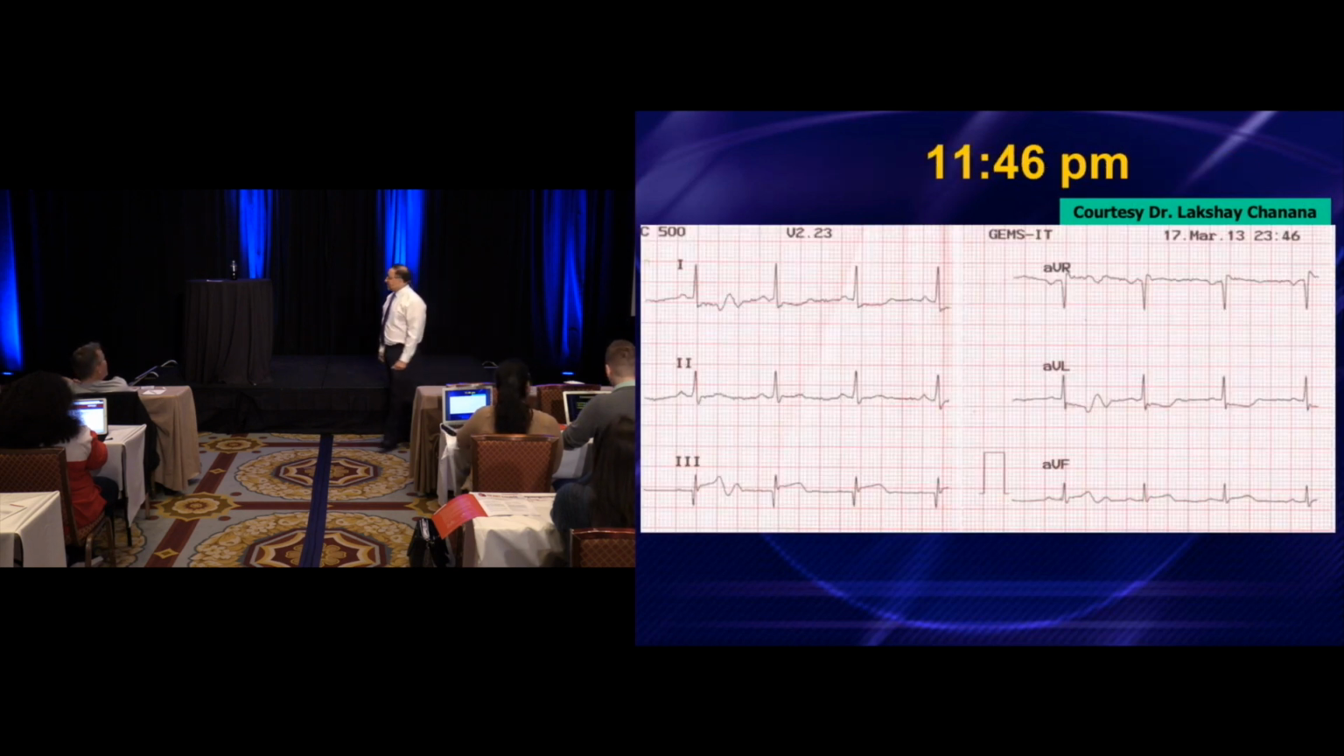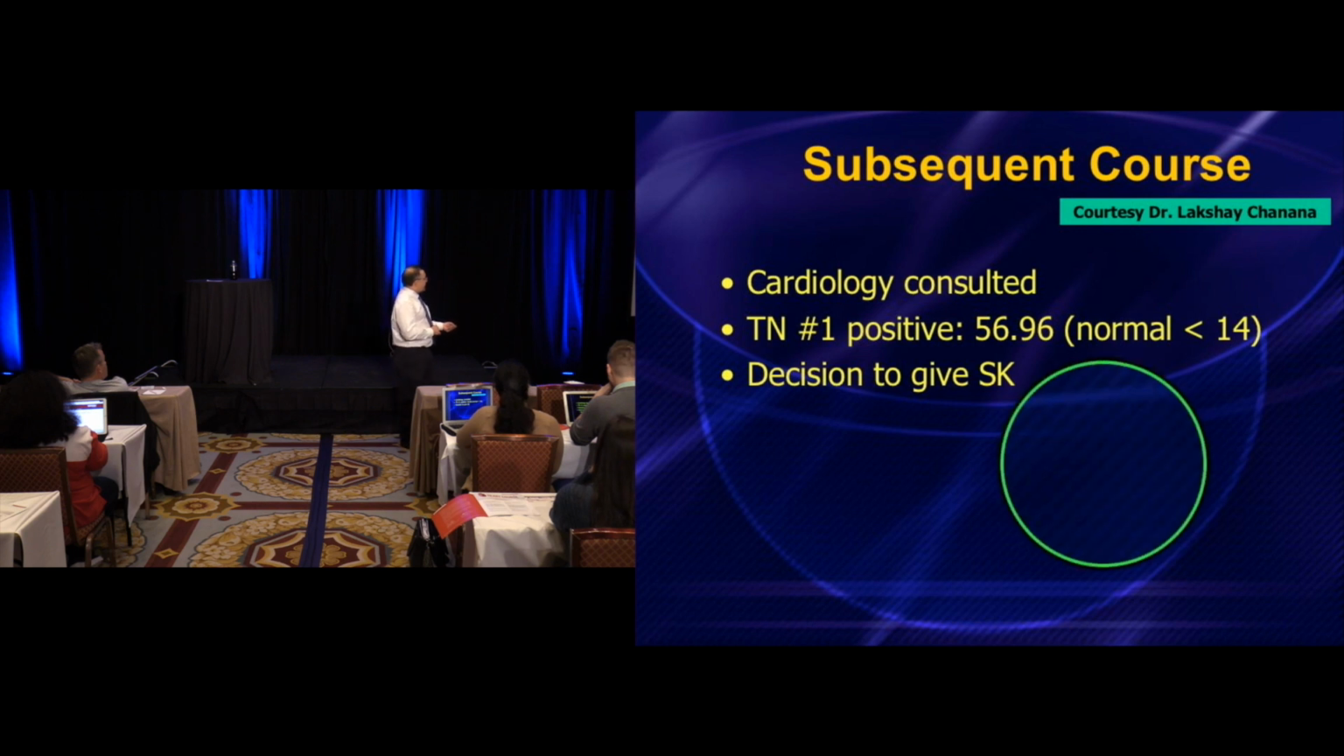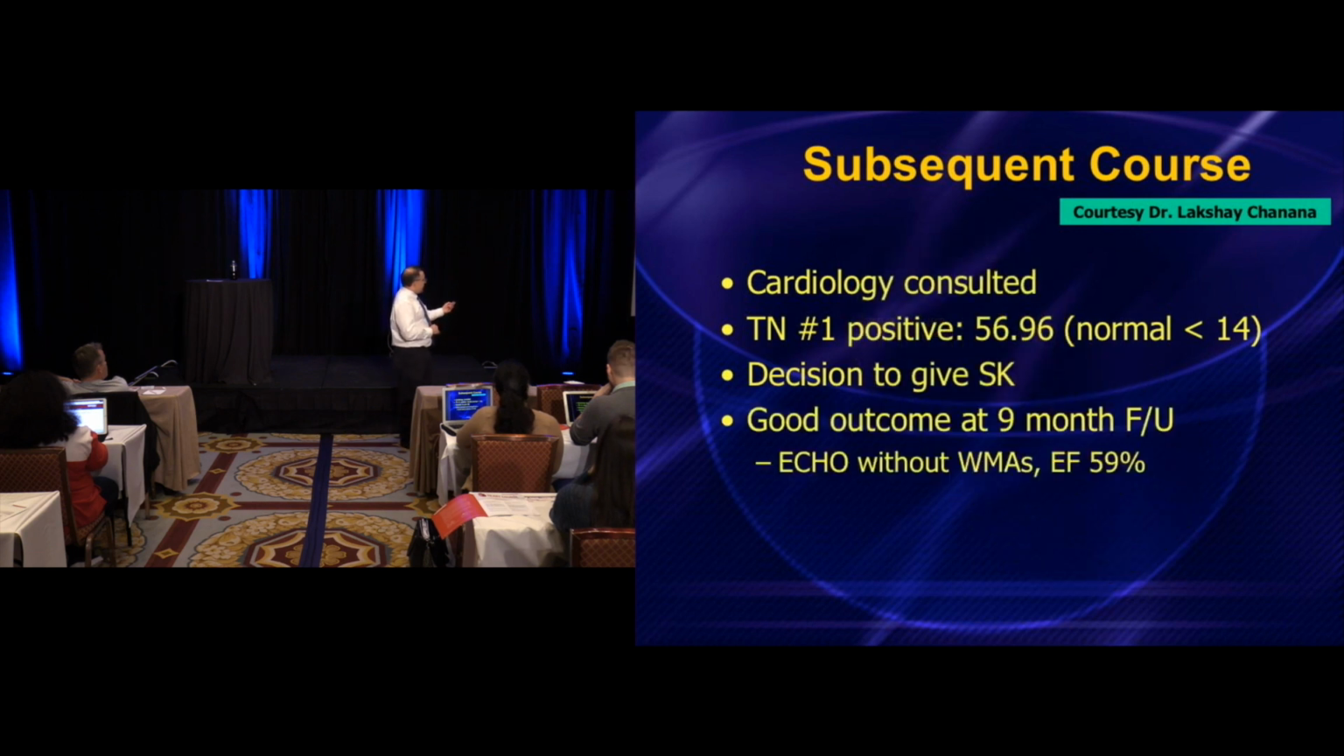And this is a good story. Everything turned out fine. Shortly thereafter, the first troponin comes back, 56.96. I'm not sure what the units here are, but it's clearly elevated. Anytime a troponin is that high, it's got to be elevated regardless of the units, right? So they give streptokinase, and 9 months later, follow-up, the patient's doing well. So this is a good outcome. It was a good decision.